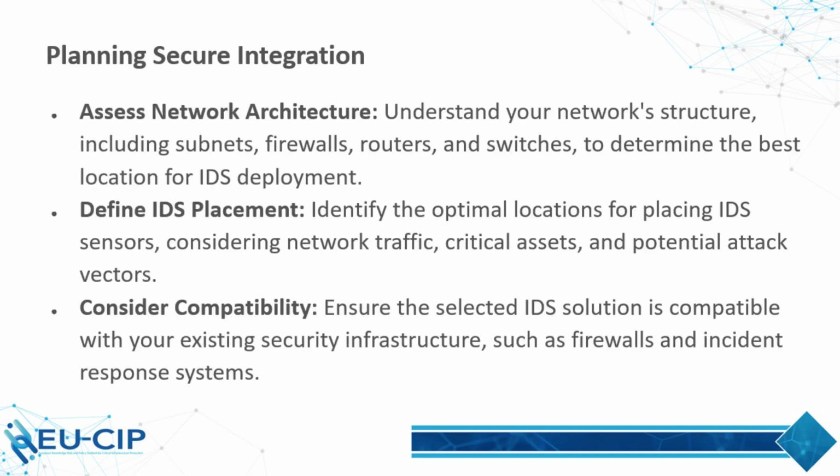Planning secure integration. Assess network architecture. Understand your network structure, including subnets, firewalls, routers, and switches, to determine the best location for IDS deployment. Define IDS placement. Identify the optimal locations for placing IDS sensors, considering network traffic, critical assets, and potential attack vectors.